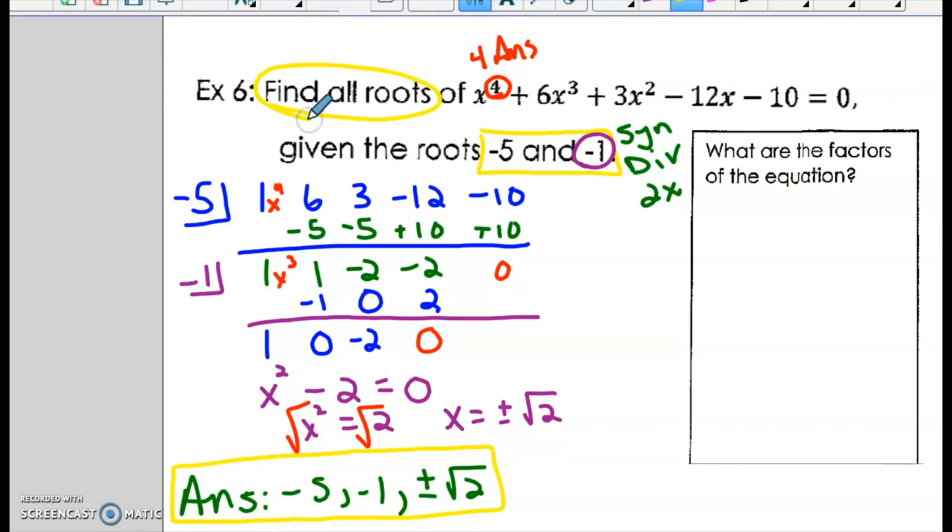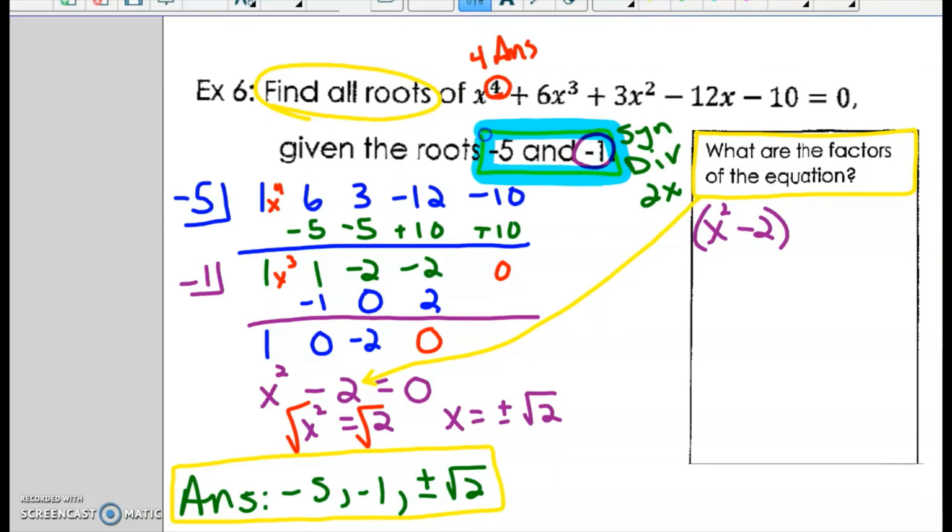finding all the roots. The extension to that problem over here says, what are the factors? Well, we have a factor sitting right here, x squared minus 2. That's one of the factors, because after we did all of our synthetic division, that's what we were left with, and we decided that it was not going to factor anymore. We can then take the 2 zeros that it gave us to start the problem with, and we can make factors out of those, which would give us x plus 5 and x plus 1. So those are the factors of the equation. Those 3 factors are the finished factors of that polynomial.